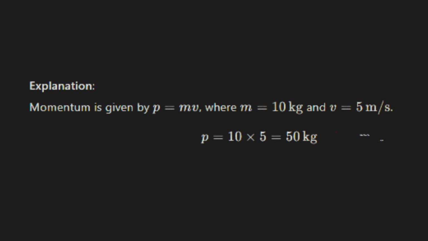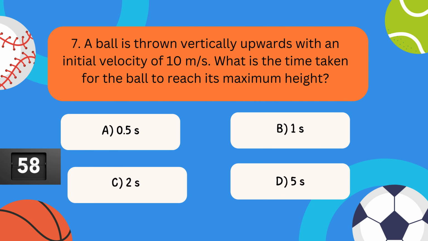A ball is thrown vertically upwards with an initial velocity of 10 meters per second. What is the time taken for the ball to reach its maximum height? Options are 0.5 seconds, 1 second, 2 seconds, 5 seconds.